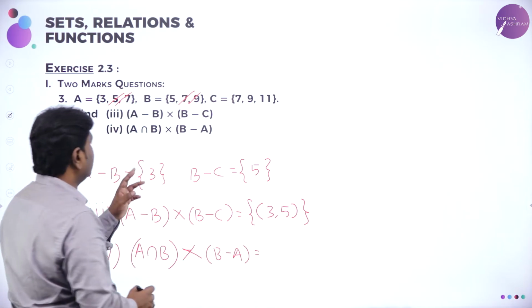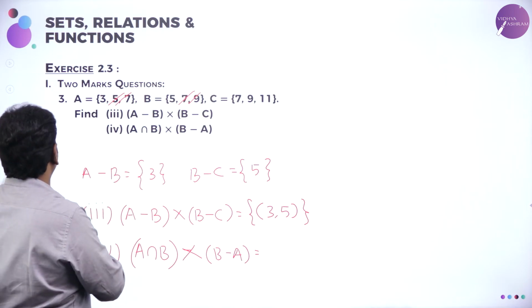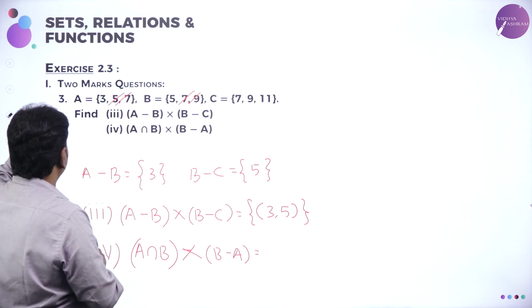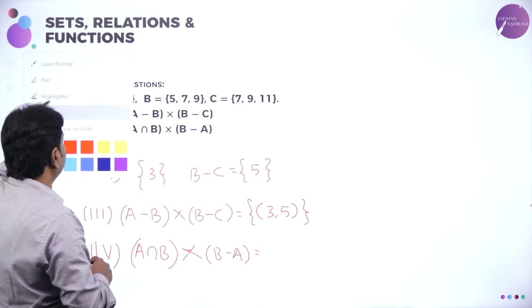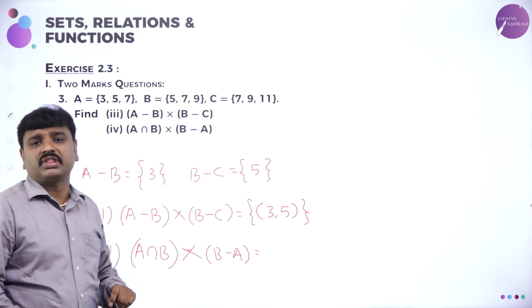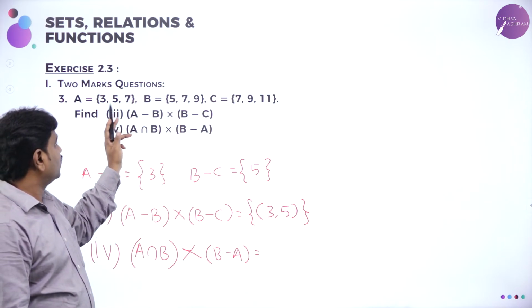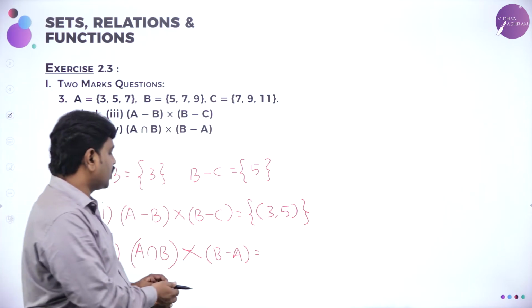First, what is A intersection B? What is meant by A intersection B? Common elements of A and B. So what are the common elements of A and B? Observe carefully. What are the common elements for both A and B? In A we have 3, 5, 7, and in B 5, 7, 9. So 5, 7 is the common element.